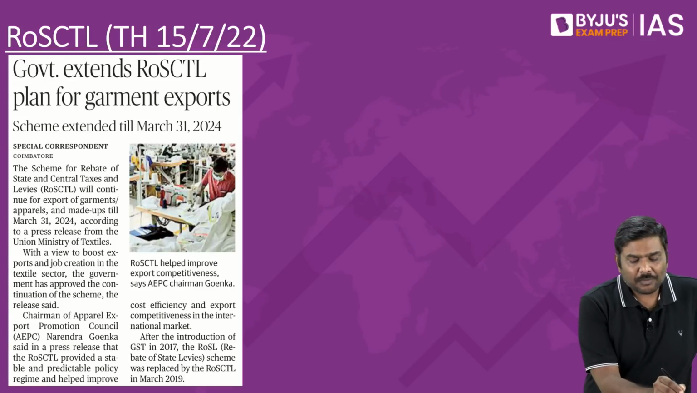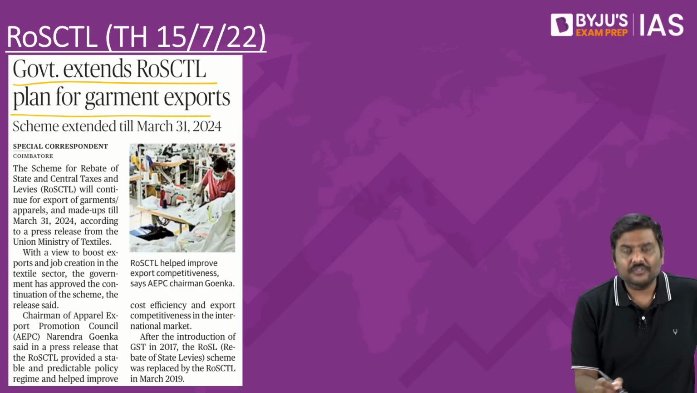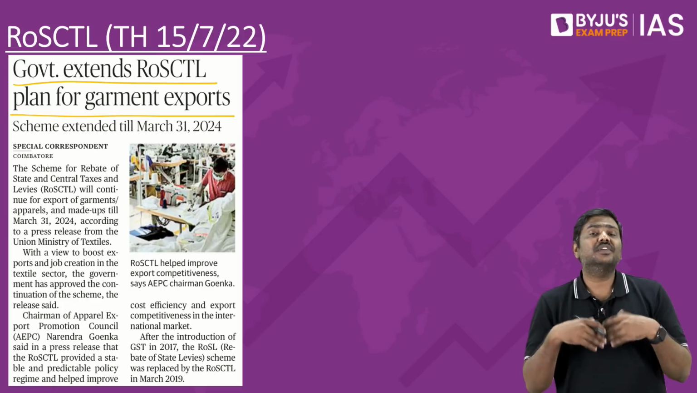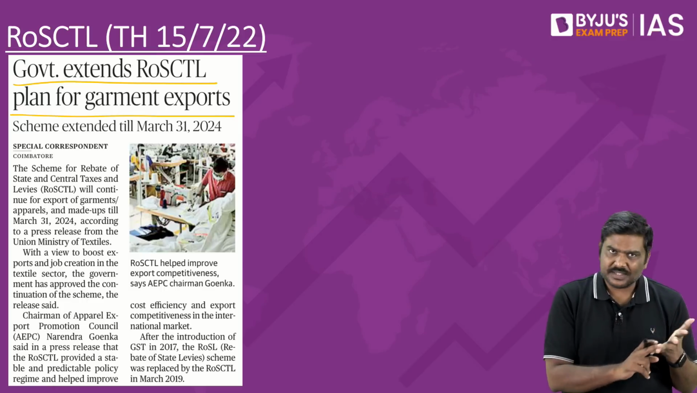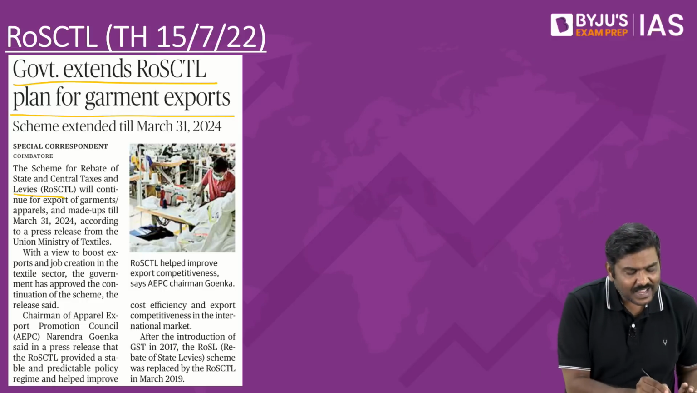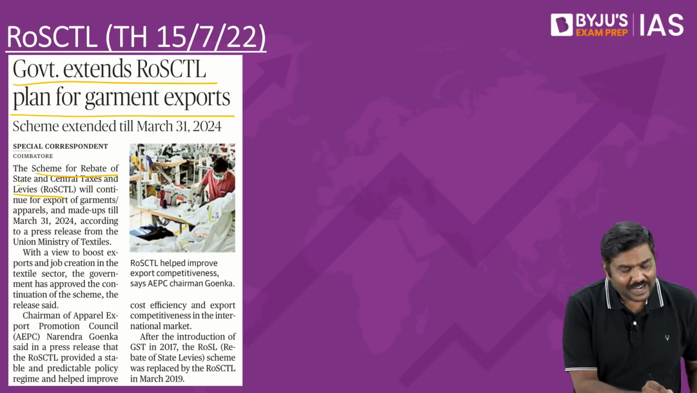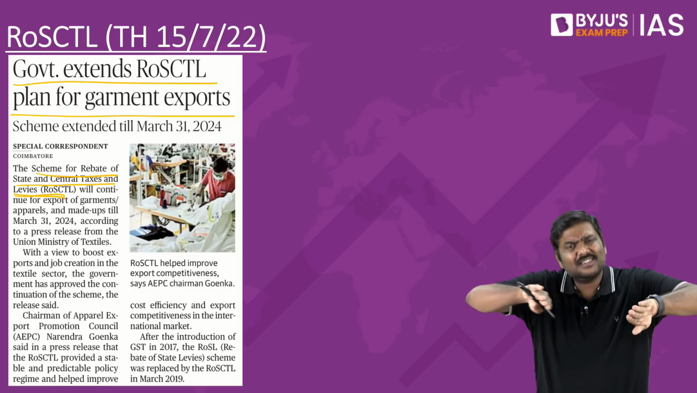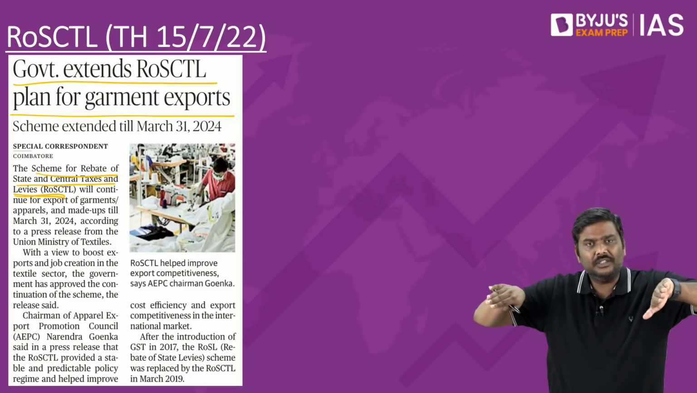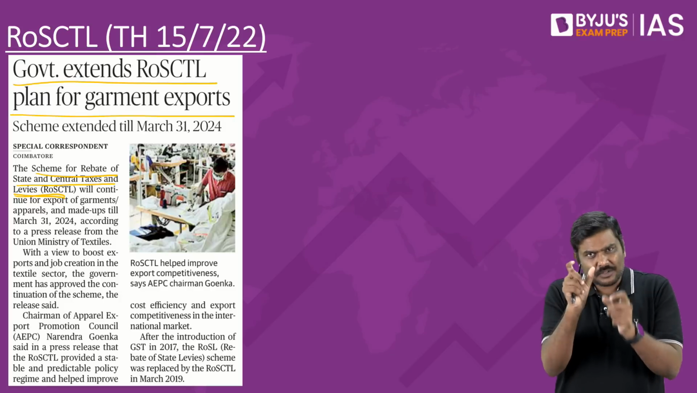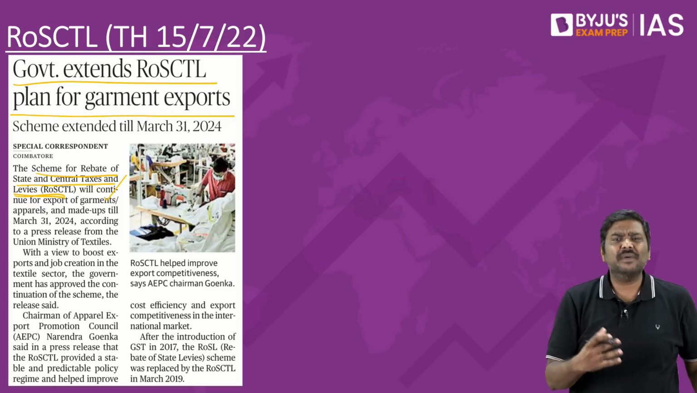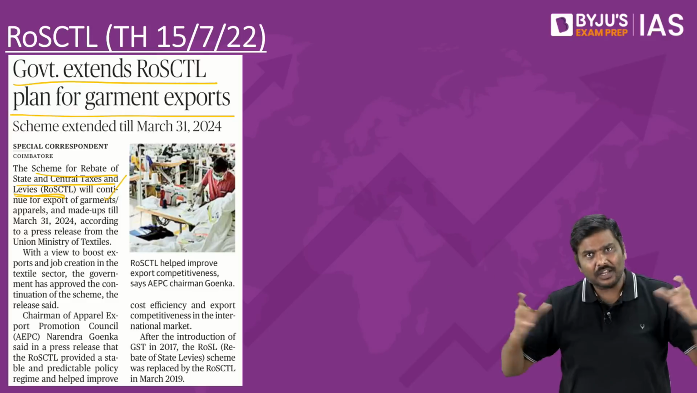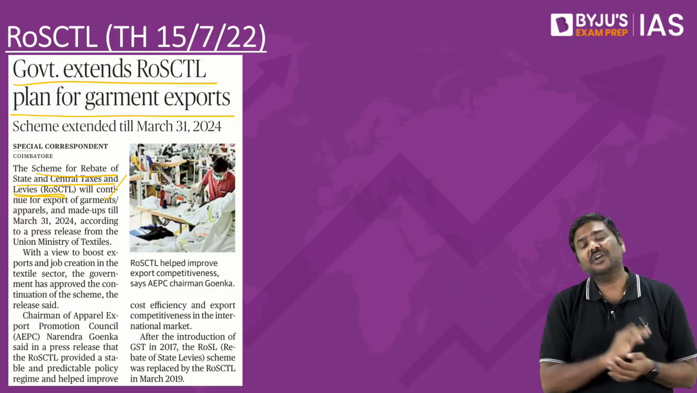Next article, government extends RoSCTL plan for garment exports. Again, not very new. In earlier classes also we have discussed the concept of RoDTEP and RoSCTL. RoSCTL stands for the Scheme for Rebate of State and Central Taxes and Levies. Don't get confused between RoDTEP and RoSCTL. Both are different. RoSCTL covers a small part of textiles, that is garments, made-ups, etc., whereas RoDTEP covers a huge chunk of the goods that are exported from India.